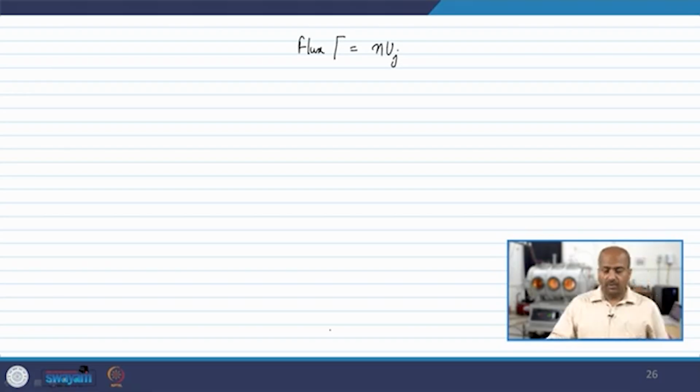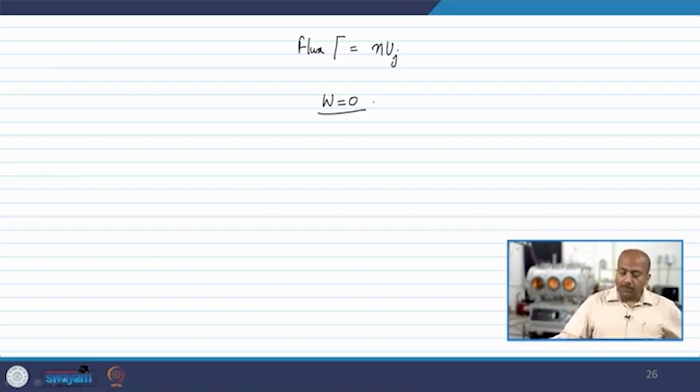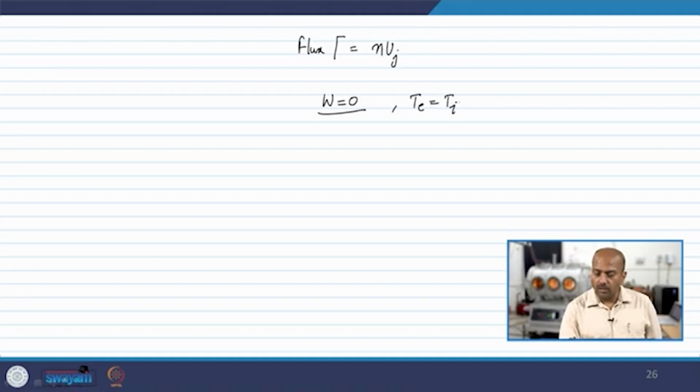To understand this even further, let us assume an equilibrium situation when the velocity w is equal to 0. Let us say the temperatures are equal, Te is equal to Ti, and we call it T, and we know that the mass of electron is much smaller than the mass of ion. So, we can neglect anything that appears as a multiple of the mass of electron.